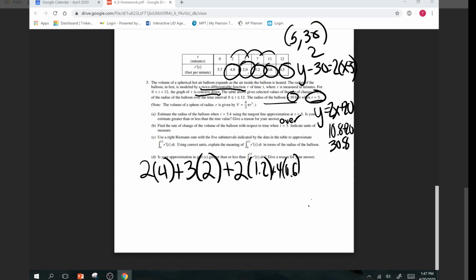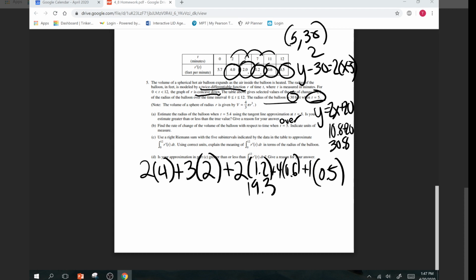And lastly, plus 1, that last one's not very wide, times 0.5. And you just add all these together, and you get that value. What is it? 8 plus 6 is 14, plus 2.4 is 16.4, plus 2.4 is 18.8, plus 0.5 is 19.3.